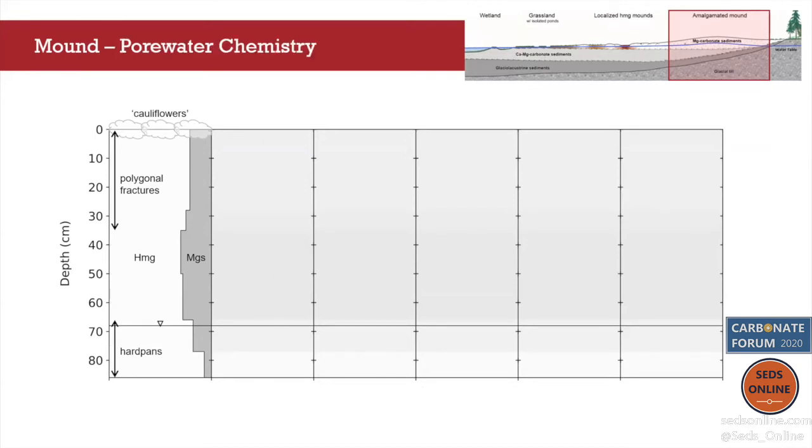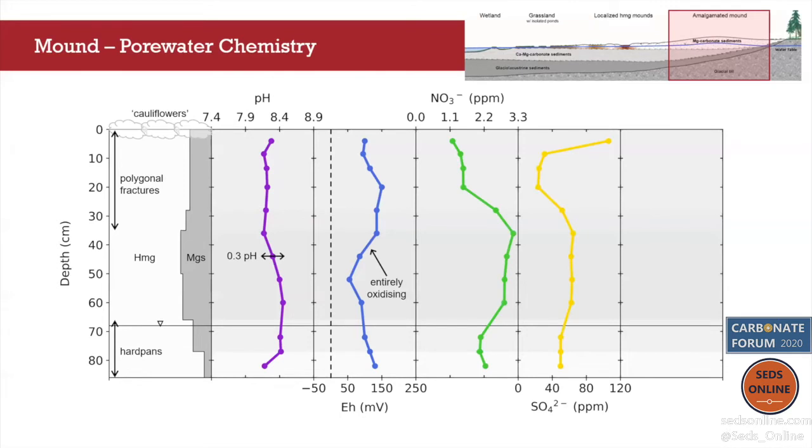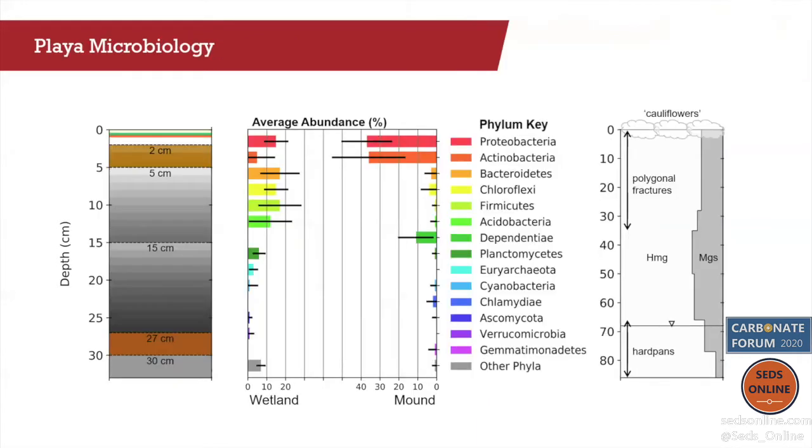The range of pH in the mound is much smaller than the wetland, and all of the waters are oxidizing as opposed to reducing. And there is no semblance of a redox zonation, suggesting a relative absence of microbes in the mound. We can look into this with the 16S RNA analyses.